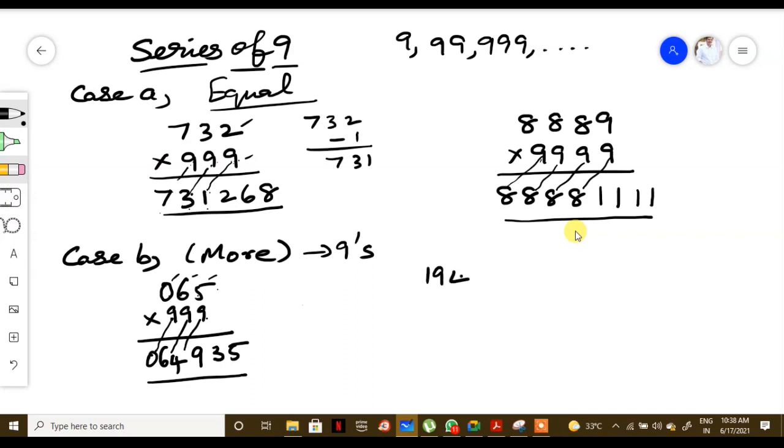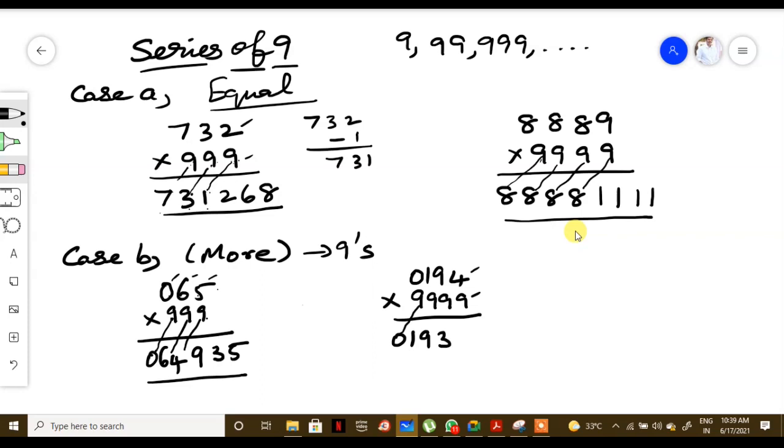We go with the next sum here, 194 into 9999. Here it is 4 digits, here it is only 3 digits. So I just put a 0 here, 0194. Now we subtract 1 from the top part, so it is 0193. Next we subtract each and every term from 9.